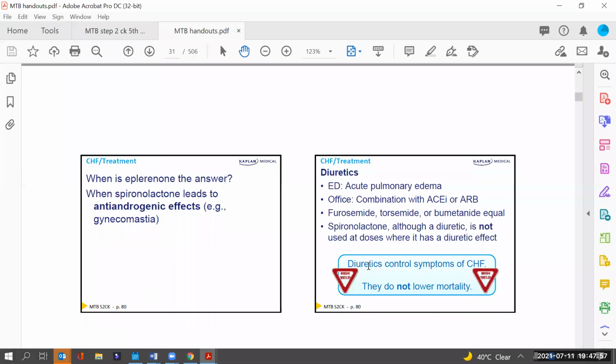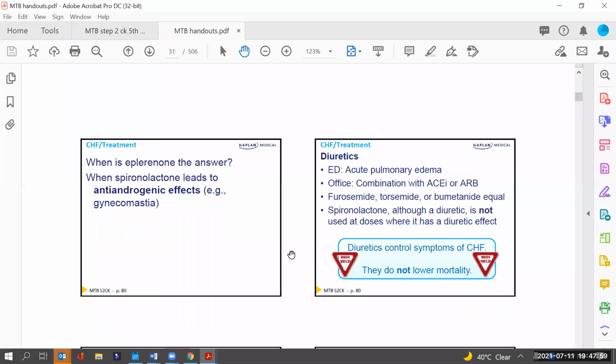Now, diuretics, very important. Diuretics control the symptoms of congestive heart failure. So if the patient is presenting with acute shortness of breath and you want to relieve the symptoms, first and foremost treatment will be furosemide. You are going to give diuretics to that patient, not spironolactone, right? Furosemide is the first diuretic you are going to give. This is going to decrease the symptoms in your patient, not the mortality. For mortality, always consider ACE inhibitors. Always enalapril. Enalapril is the best choice of drug.